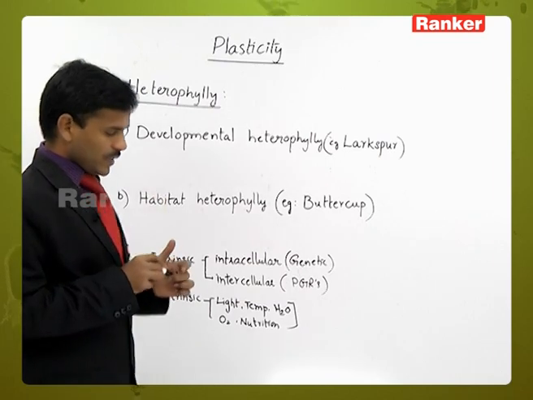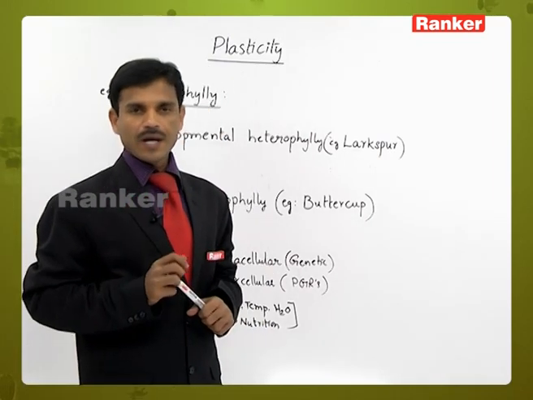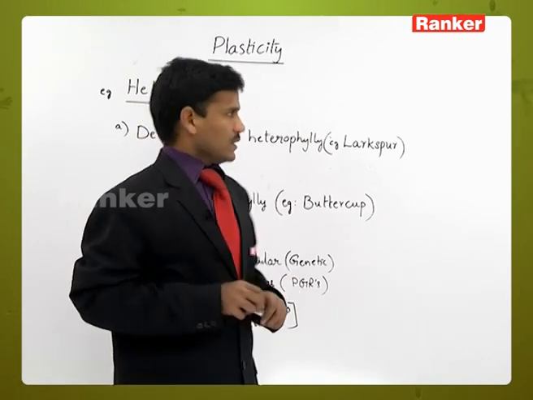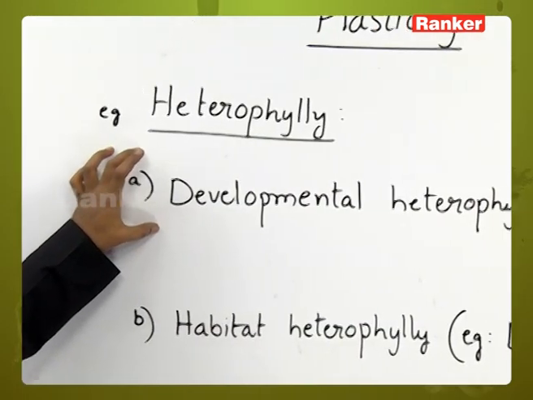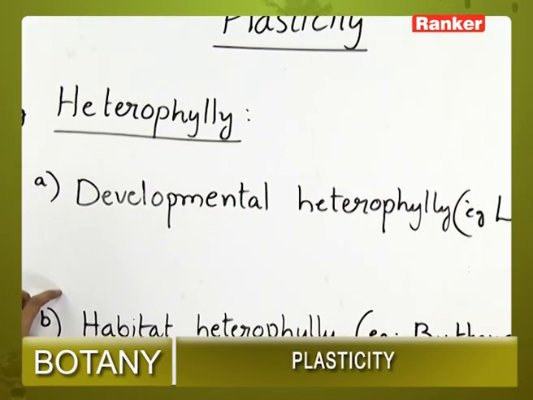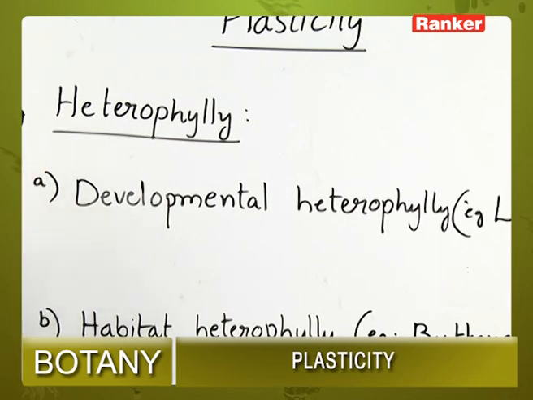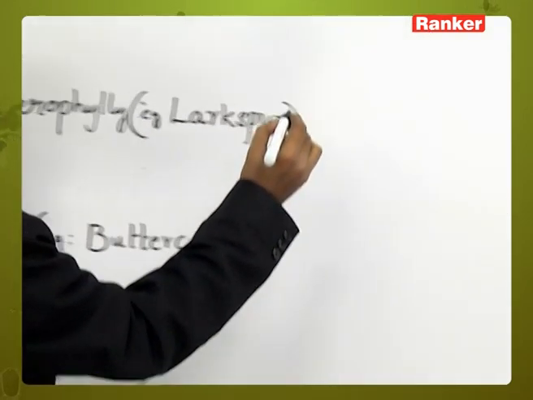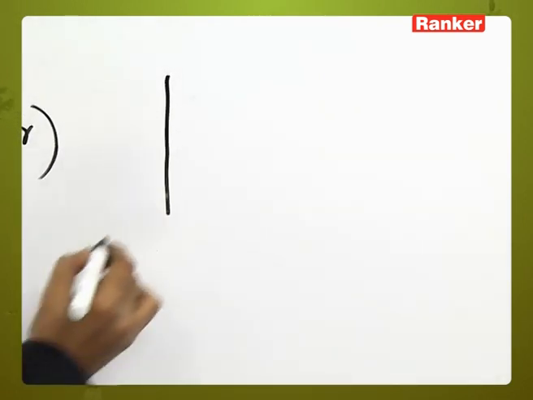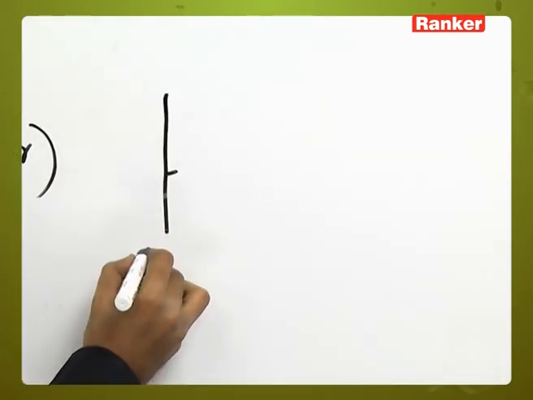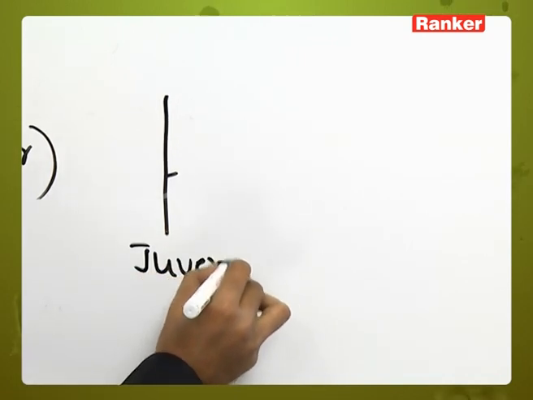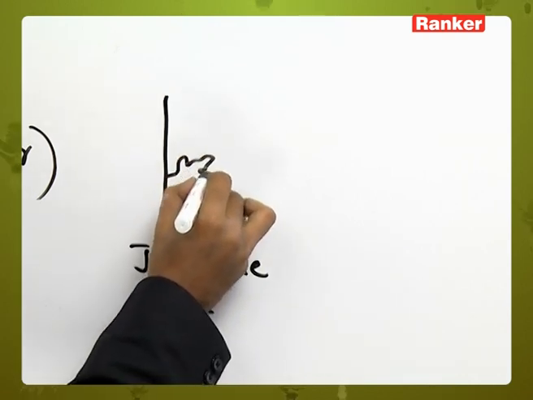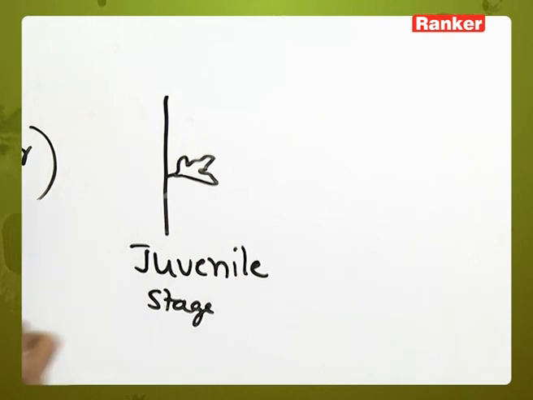Heterophylly is generally observed in cotton, coriander and larkspur, and also in buttercup plants. Heterophylly is of two types, developmental heterophylly and habitat heterophylly. Developmental heterophylly means during different developmental stages. First, in the young stage or juvenile phase, the plant produces one type of leaf.